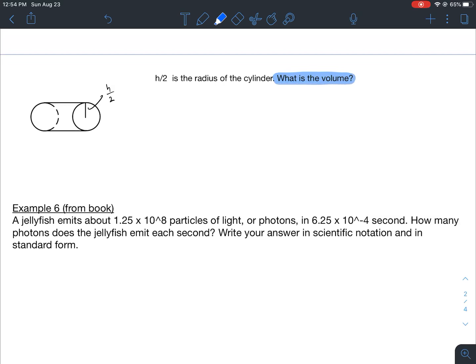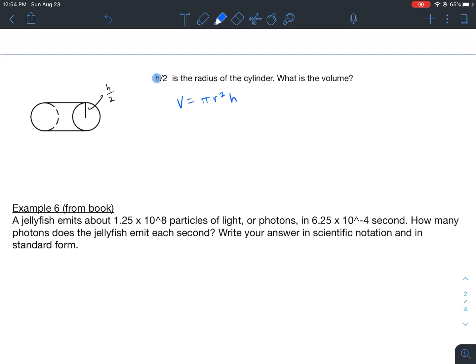Well, the volume of a cylinder, I'm going to write that down. Volume is equal to pi r squared h, h being the height. So we have our volume equation, so now we have to find the volume.